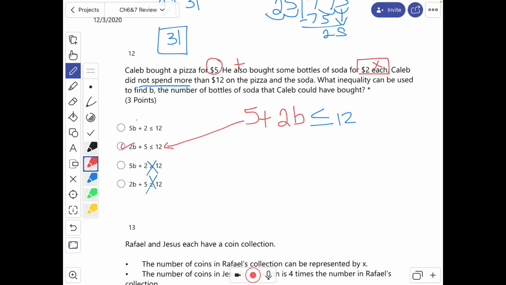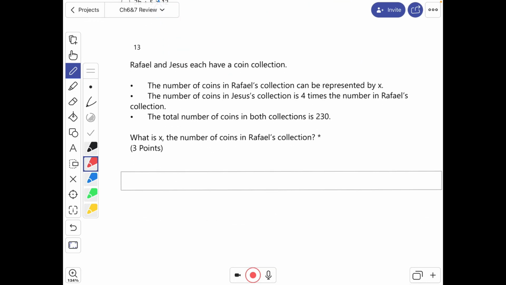There, so that's our second answer choice. Number 13. Raphael and Jesus each have a coin collection. The number of coins in Raphael's collection can be represented by X. The number of coins in Jesus' collection is 4 times the number in Raphael's. The total number of coins in both collections is 230. What is the X number for coins in Raphael's collection?